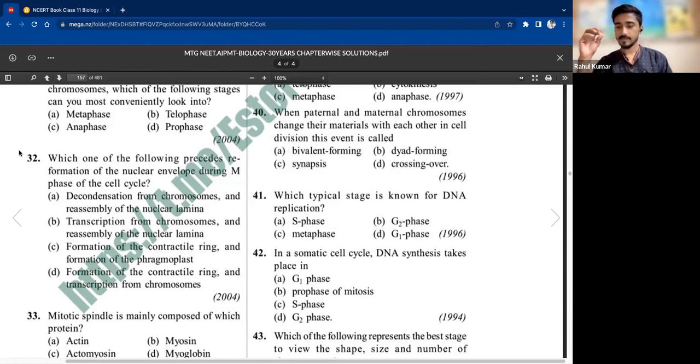Phragmoplast is a structure in plant cell that forms during late cytokinesis and helps. Remember, in plant, it is inside out cell wall formation because you cannot pinch in a cell wall.